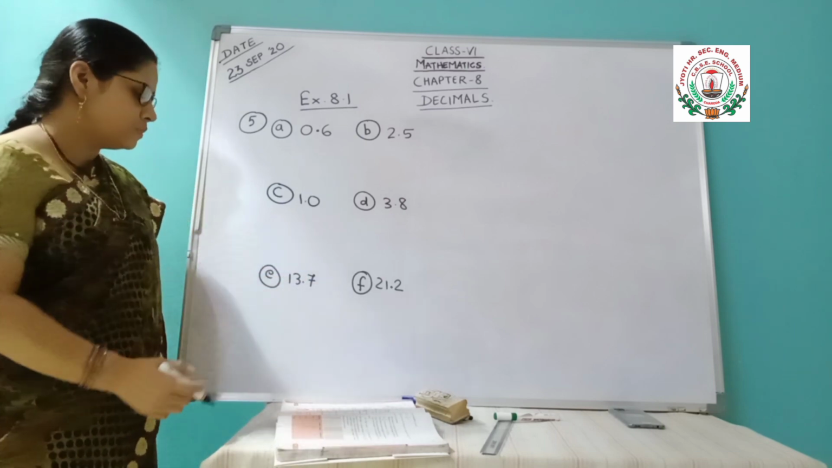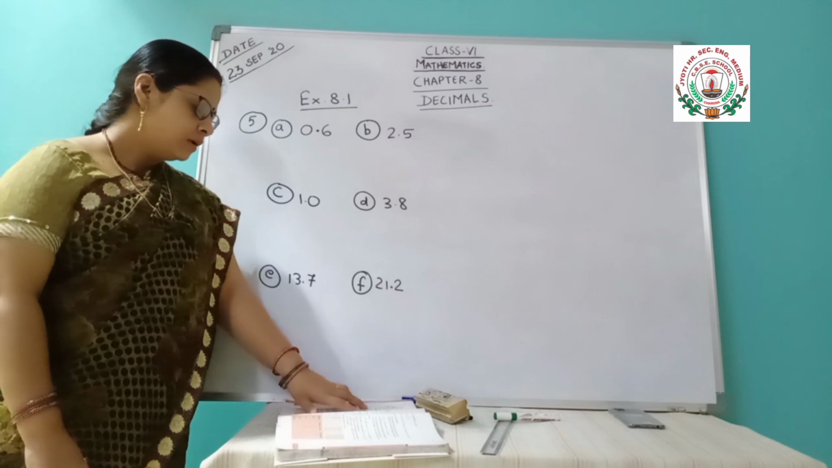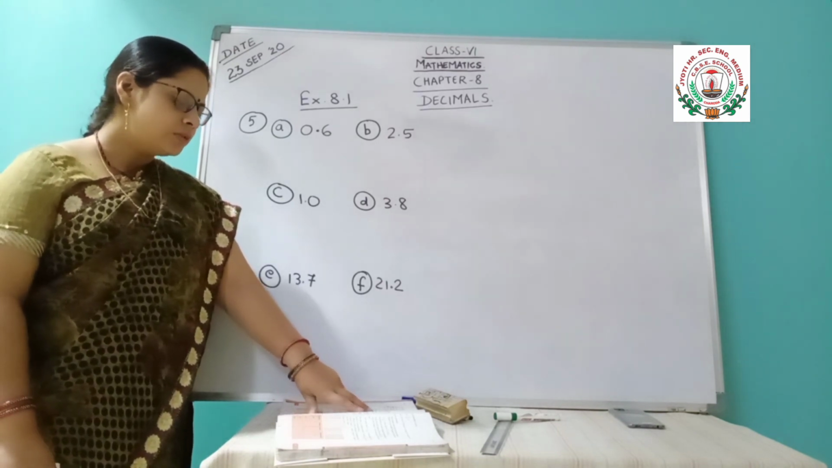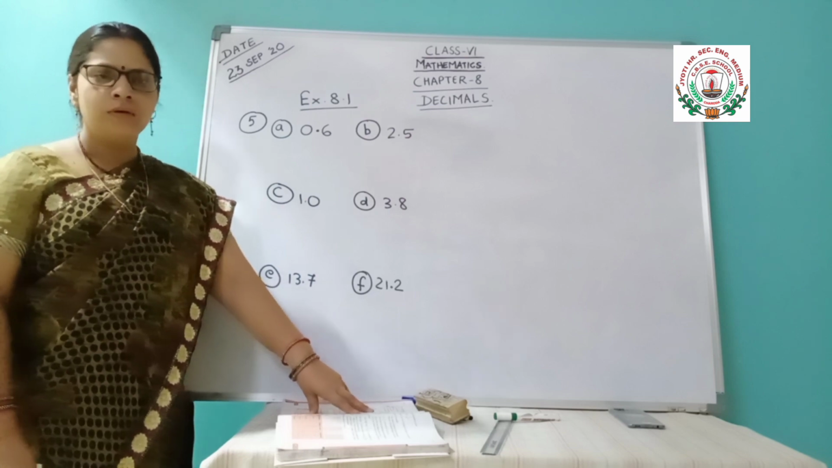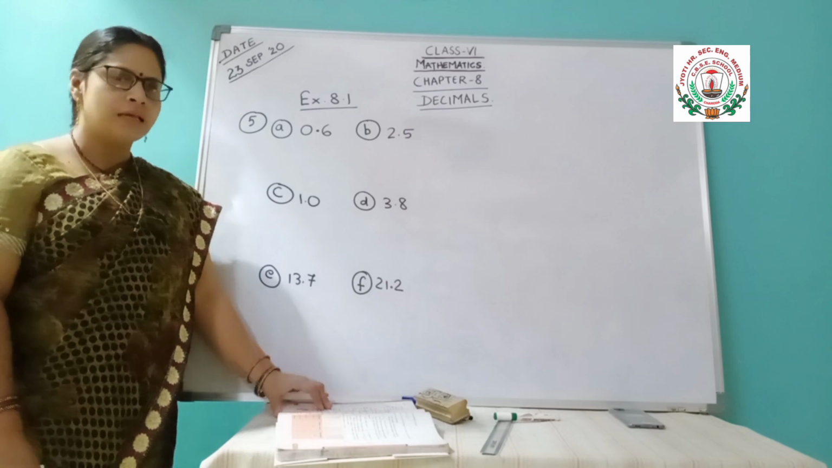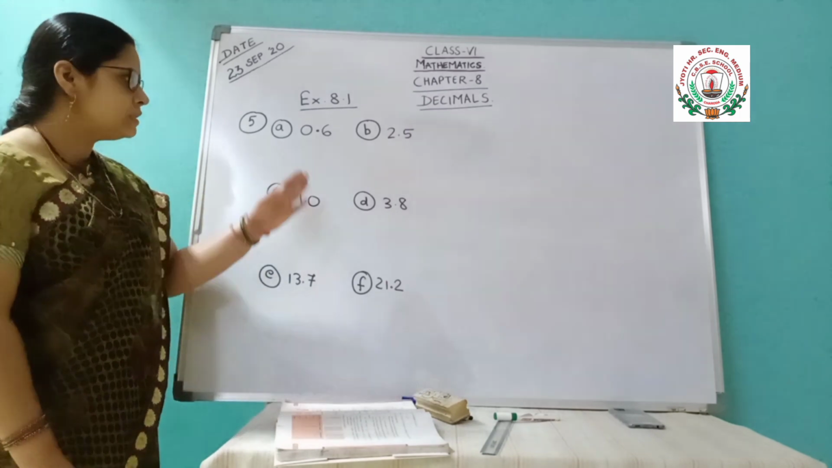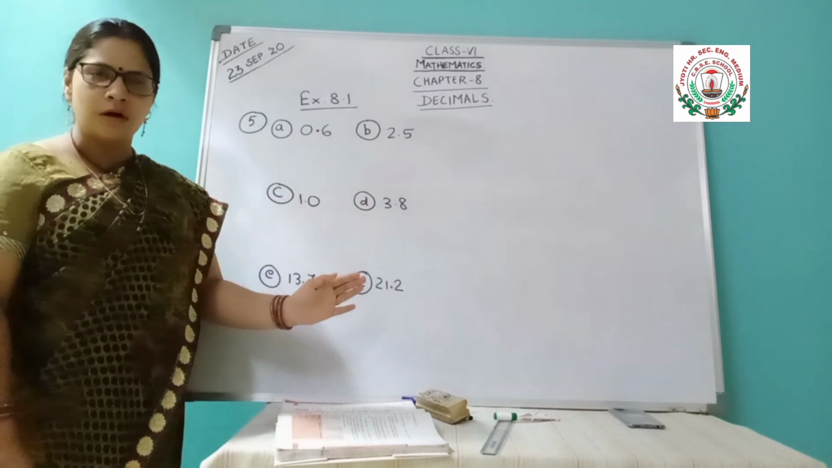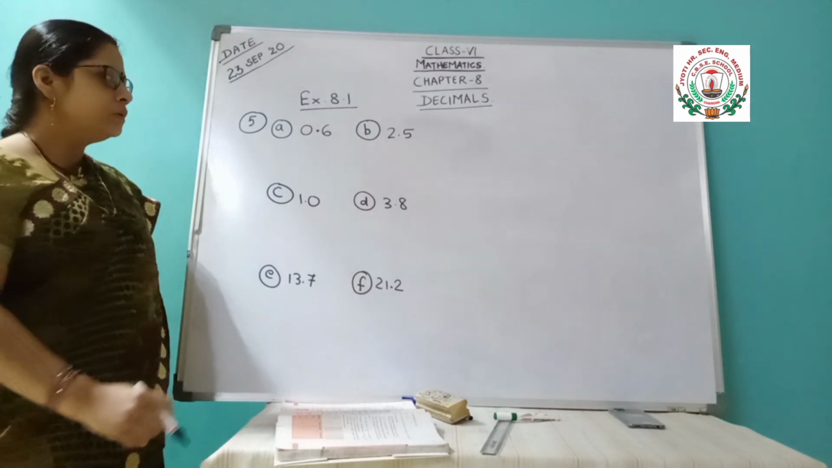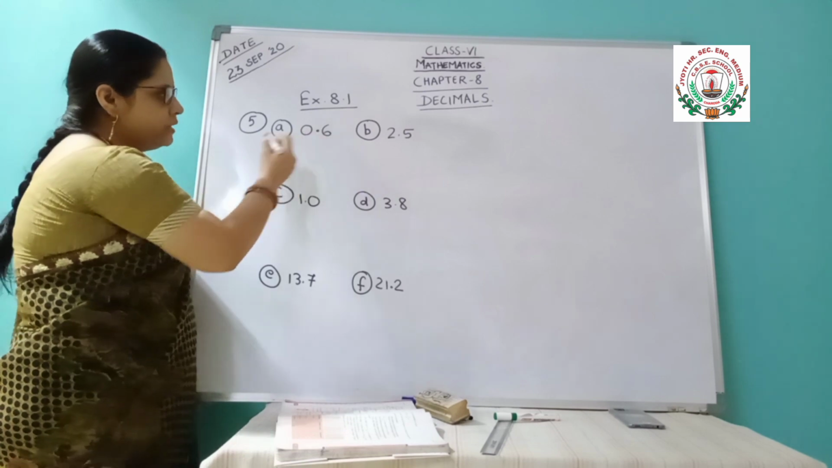Here also, question number 5 is: write the following decimals as fractions and then reduce the fractions to the lowest form. Means in the fraction chapter we have studied simplest form, that same is the lowest form. So first we are going to convert these decimal numbers to fractions and then convert them to the simplest form. So what is this 0.6?